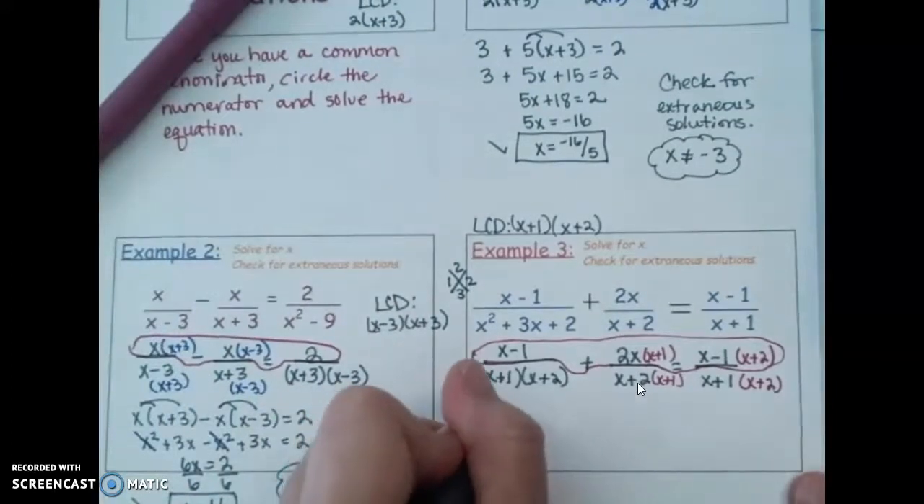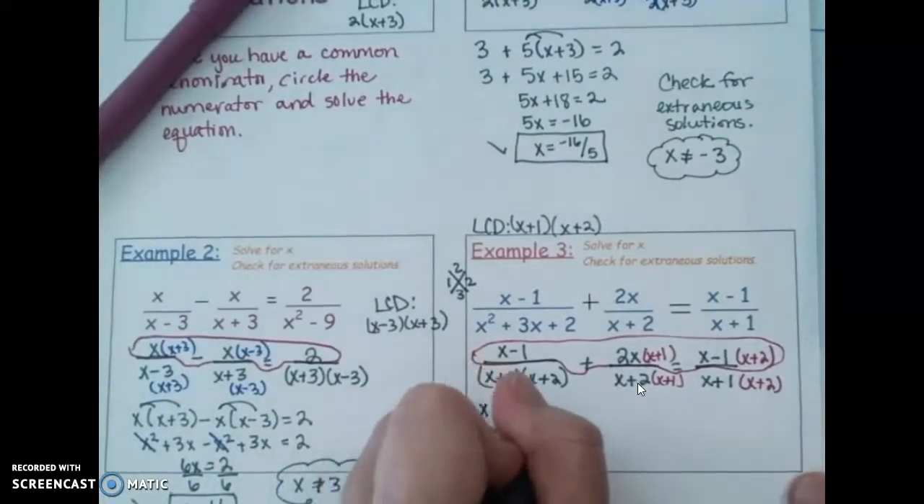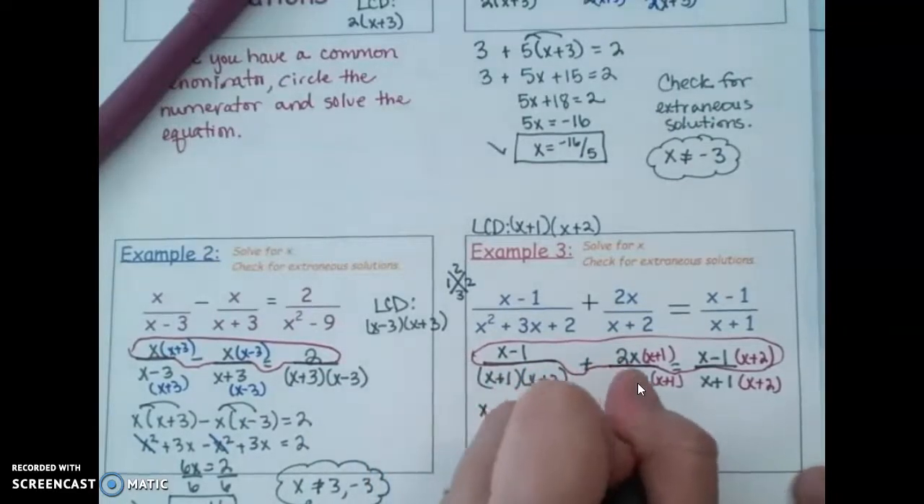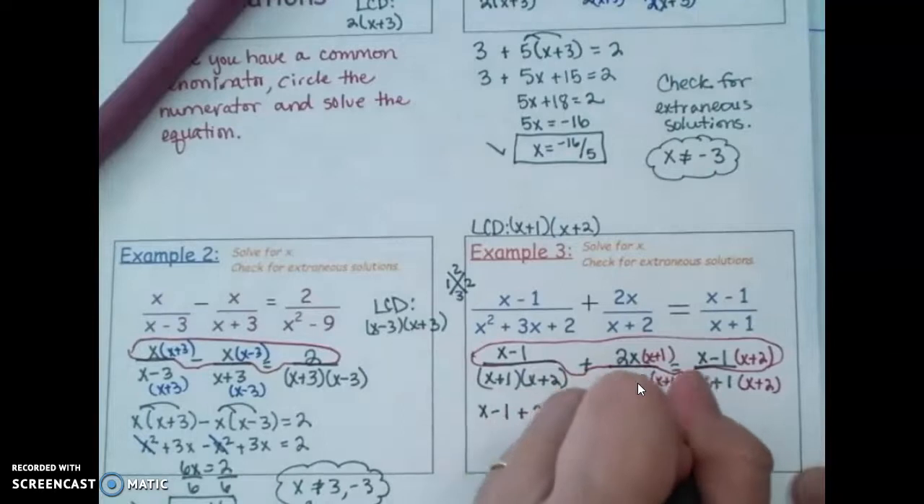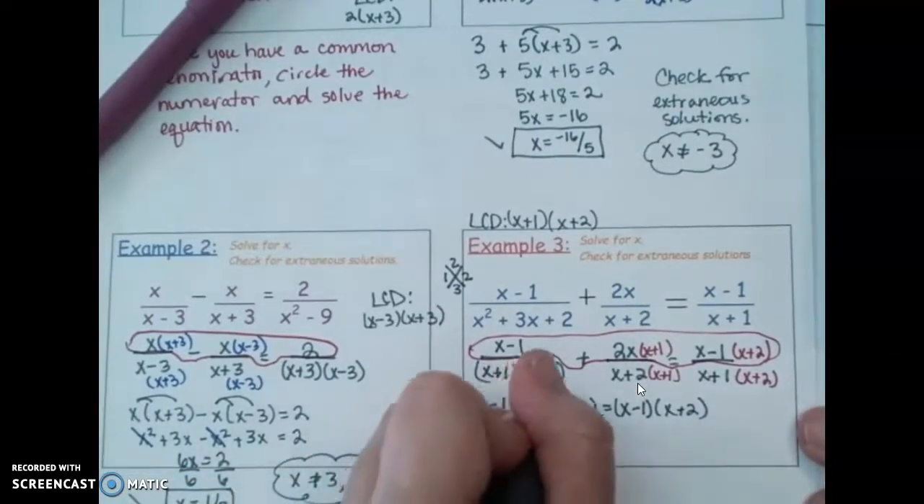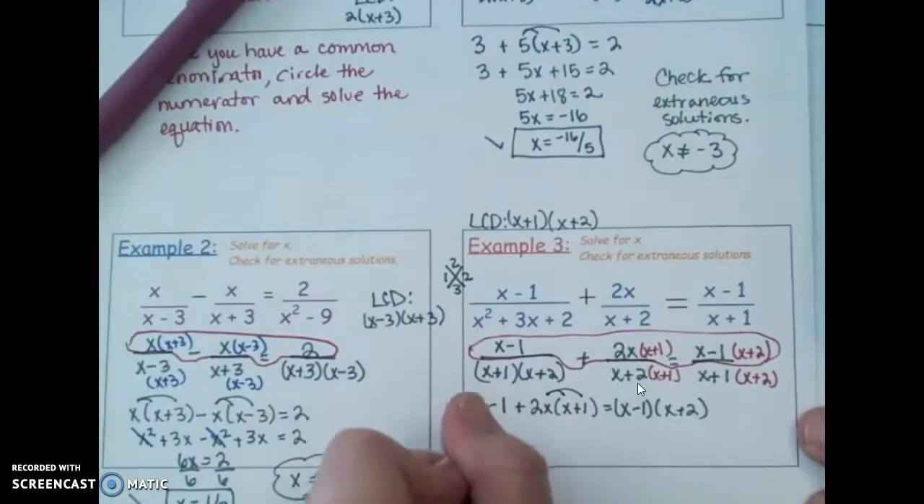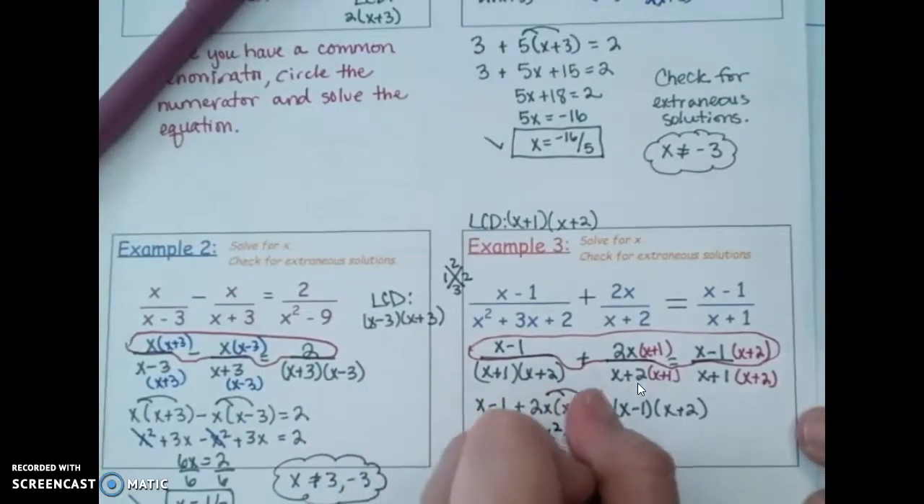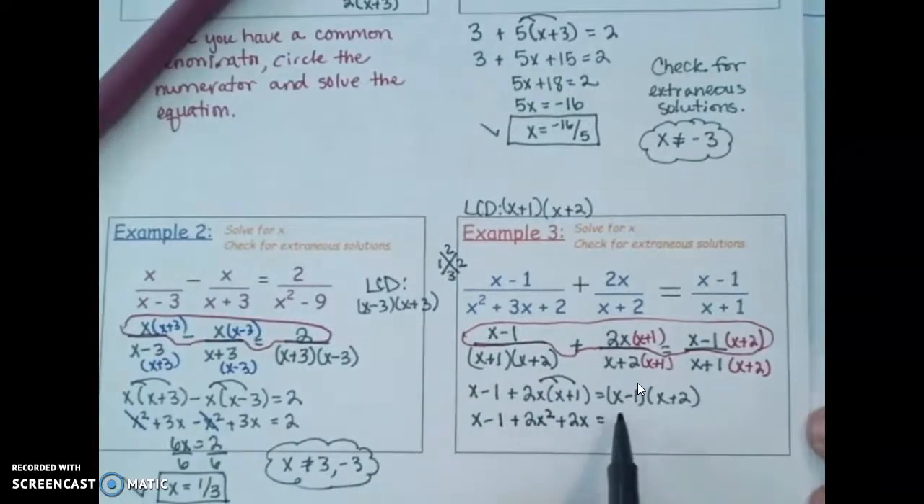So I'm going to have x minus 1 plus 2x times x plus 1 equals x minus 1, x plus 2. So we're going to distribute. So 2x squared plus 2x. Here you need to either box or FOIL this. I'm going to FOIL this in my head.